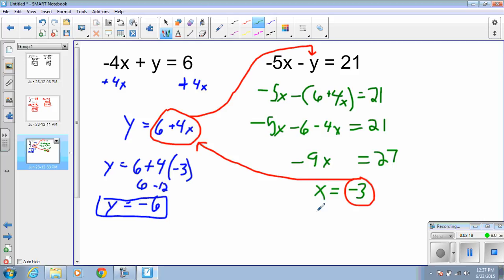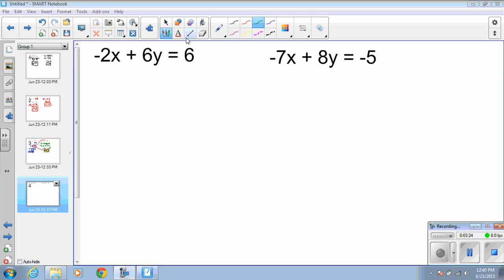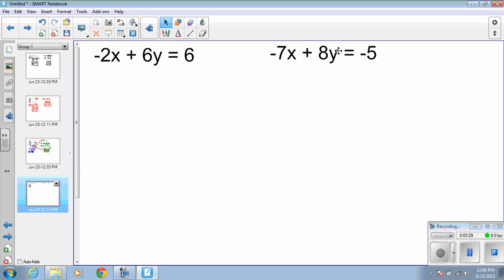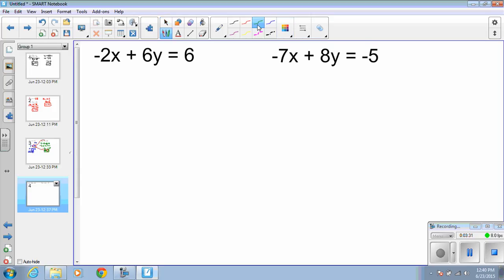Okay, we'll try one more practice. Here we have a system of equations where we're going to do another substitution method. You can see that the elimination method would be fairly difficult to do with this problem. I would need to multiply through by a fraction or whatever. So let's solve this using the substitution method.